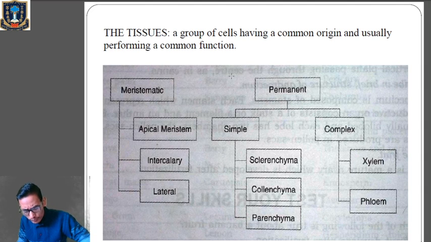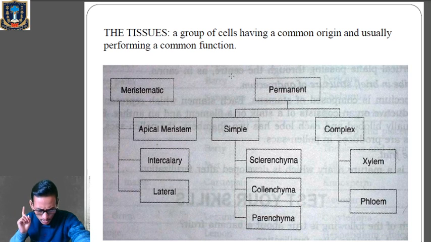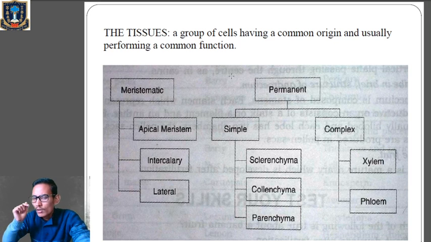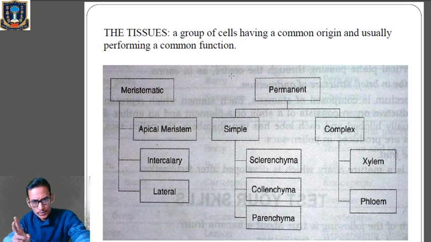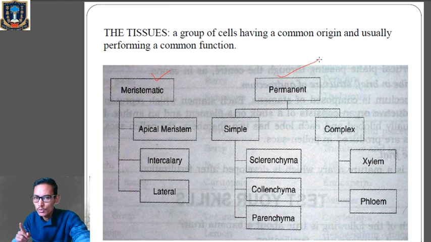Those two tissues are meristematic tissue and permanent tissue. Note it down. Tissues have been classified into two groups mainly on their ability to divide. Think carefully. On the ability to divide, tissues have been classified into two types. The first one is meristematic tissue, and the second one is permanent tissue. Now, what do you mean by meristematic tissue?